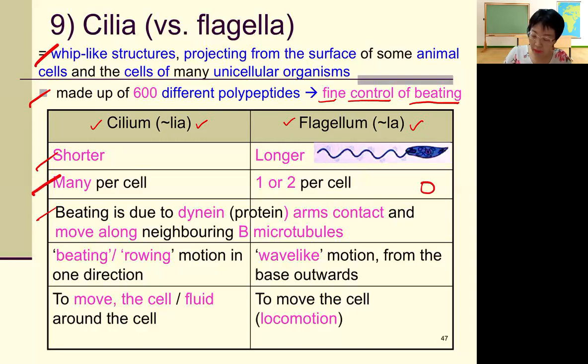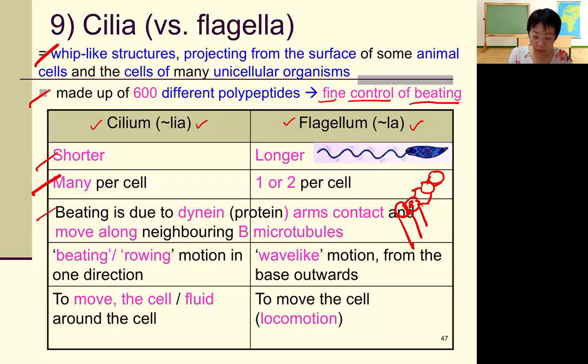Remember, this is A microtubule and B microtubule. A microtubule has two arms, right? So these two arms will go and attach to the B microtubule of another doublet. And because this is a filament, you move up and down this tube. As you move up and down this tube, the cilia and flagella will also start to move. So this is how the cilia and flagella move.